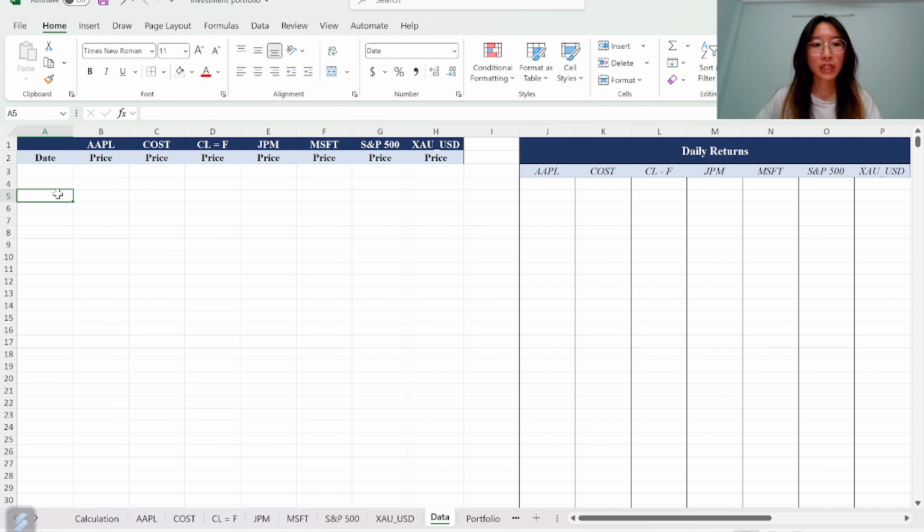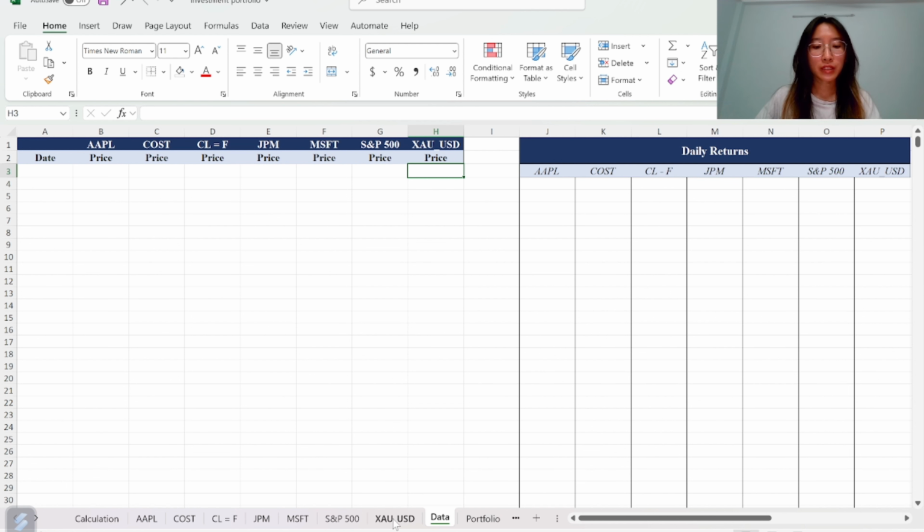Before we jump into calculation, we have to clean our data first. I have 7 assets here, and why 5 though? Apple, Costco, JP Morgan, Microsoft, and S&P 500 are stock market index. Here is crude oil futures contract, and here it is spot gold traded on the foreign exchange market. So these two assets have a different system of trading days.